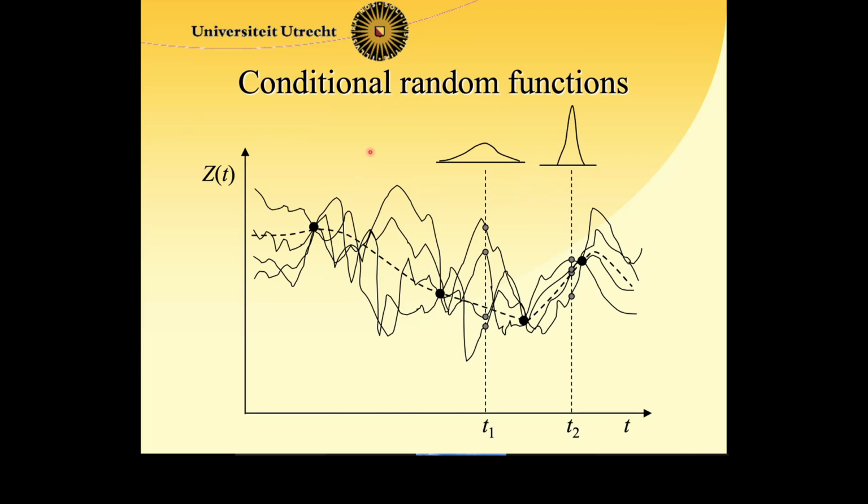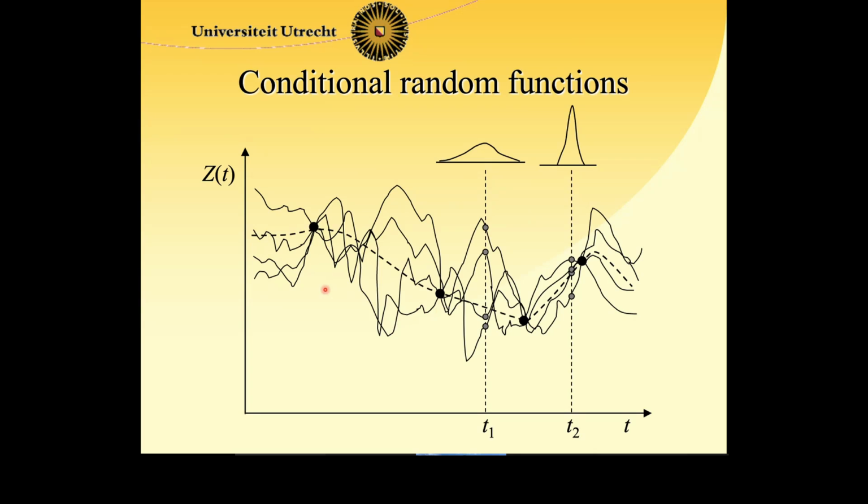Okay, now we're moving to a totally different subject. That is the so-called conditional random function. Of course, like I said, we do have observations often. So if we have, for instance, in this case, a random function of time, it may be that we have 4 observations of the reality.